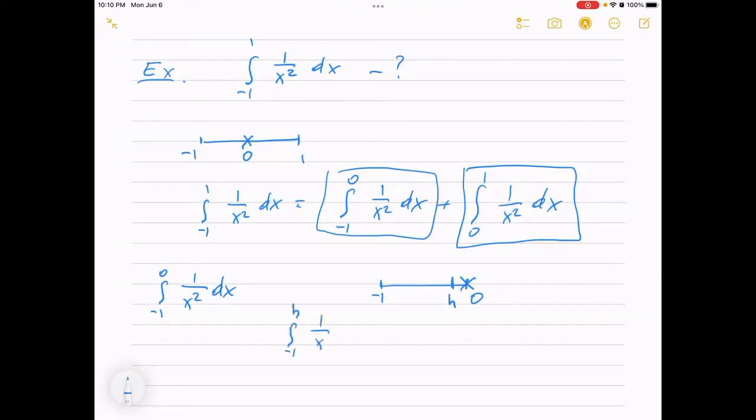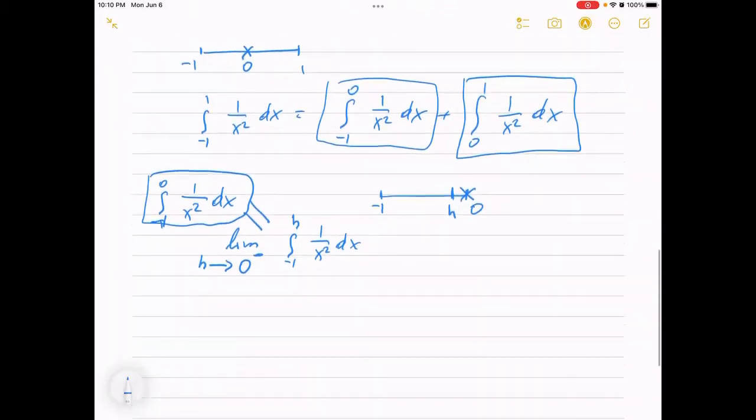We're not going to have any troubles calculating, and that will be our approximation to the integral. What we'll do with our approximation is take that h closer and closer towards 0, approaching 0 from the left. So our original integral, the integral from -1 to 0 of 1 over x squared dx, is going to be equal to that limit which we just set up.